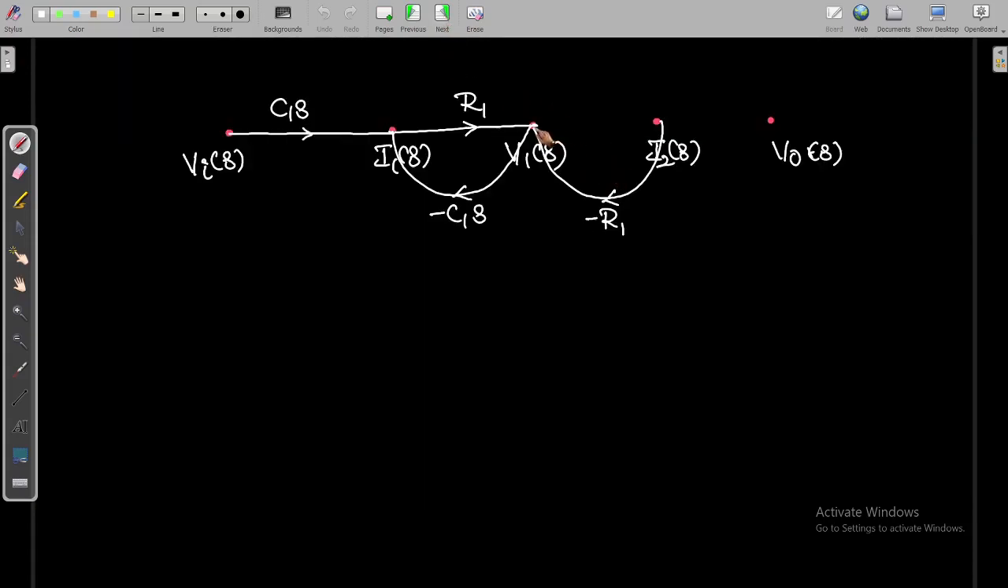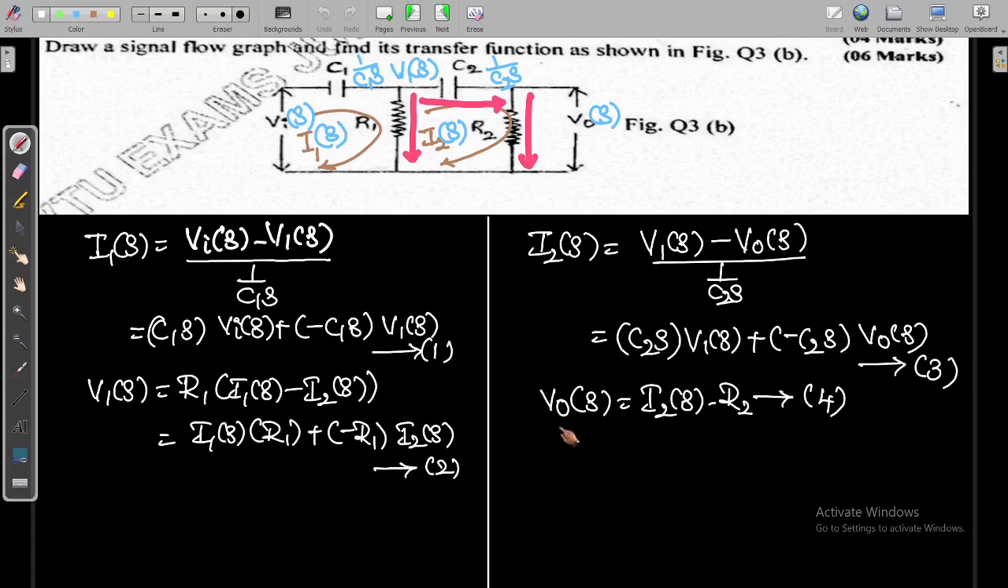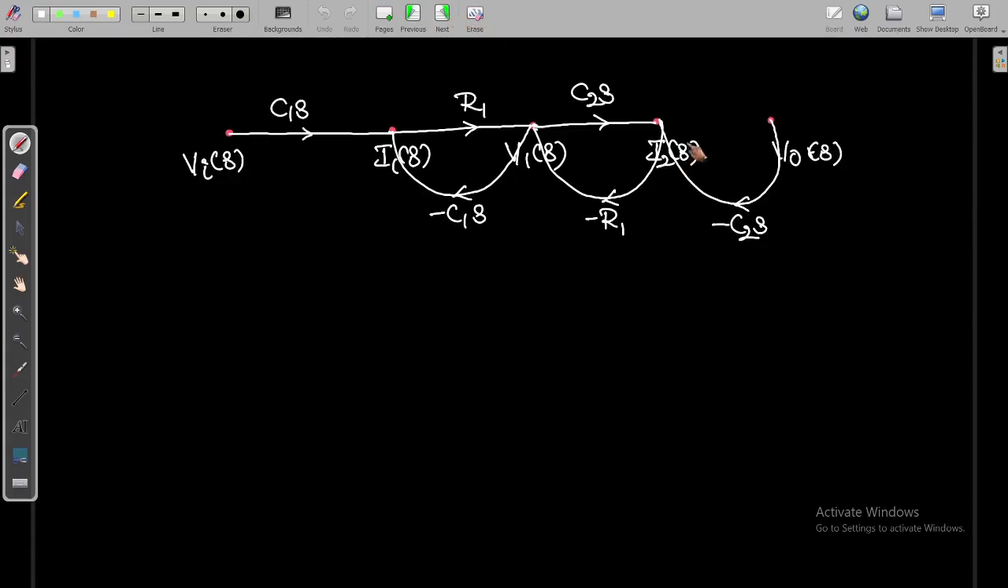So your V1 of s, you are getting from V1 of s, C2 into s. Next you are getting from V0 of s minus C2s. So you have written all the equation number 3. Let us write the fourth equation. You are getting V0 of s, R2 you are getting from the I2 of s.